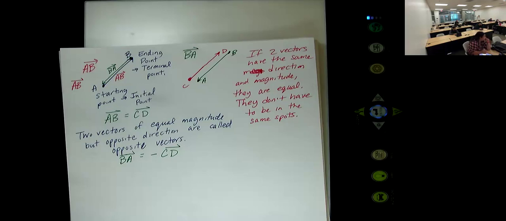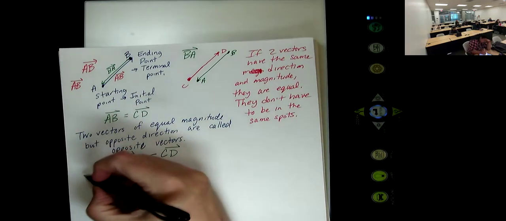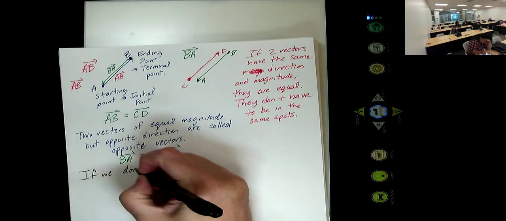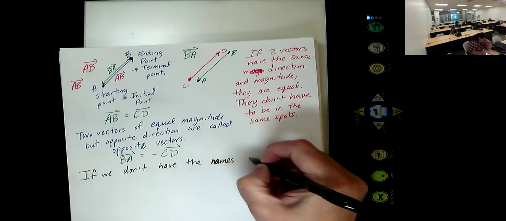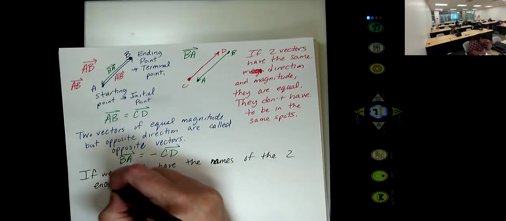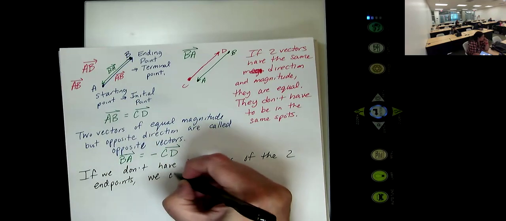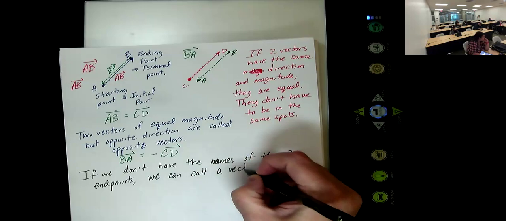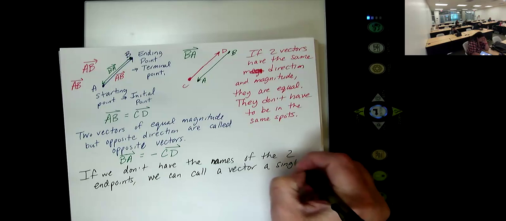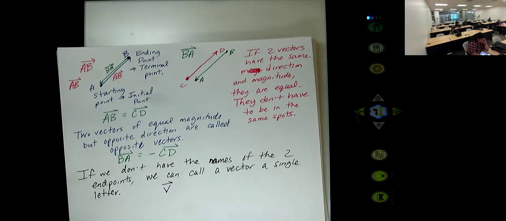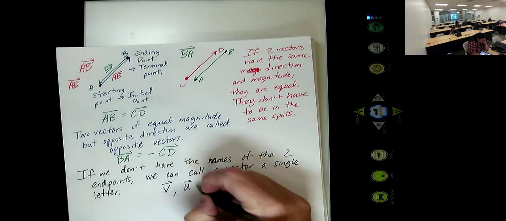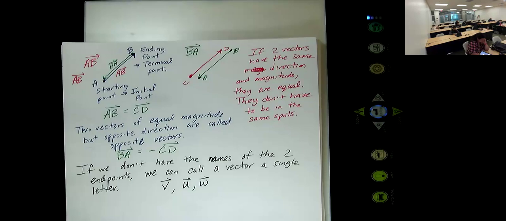Now, you might imagine naming vectors after two letters gets tedious after a while. So there is another naming convention. If we don't have the names of the points, the two endpoints, we can call a vector by a single letter. Vector B. B is a common one to use. Another common one to use is U and W, just because they're not used very often for other things.